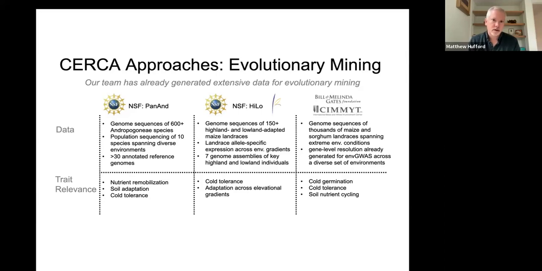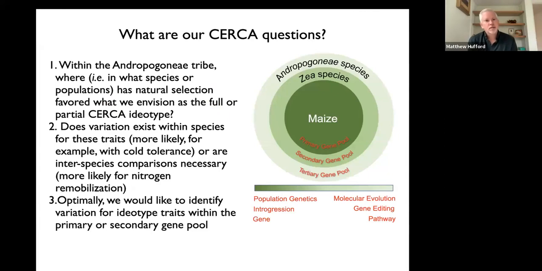So all sorts of data that are already out there to help us with these goals of identifying the genetic basis of these ideotype traits that we're interested in for CIRCA. And so within the Andropogoneae tribe, we're going to be asking various different questions as part of CIRCA in my group and doing this evolutionary mining.